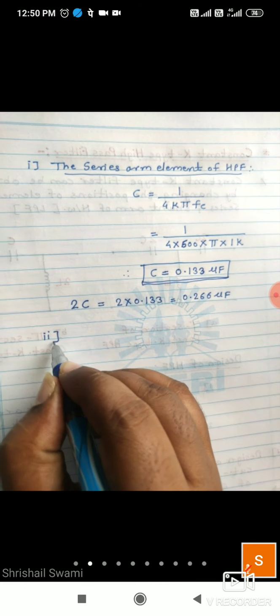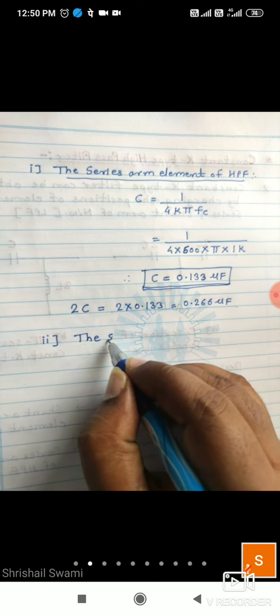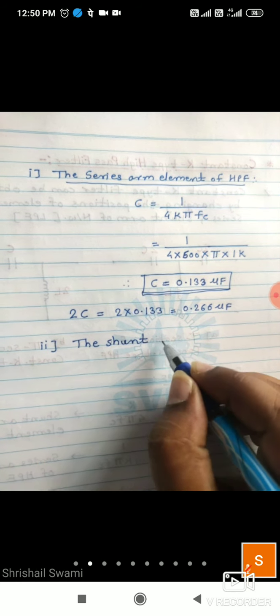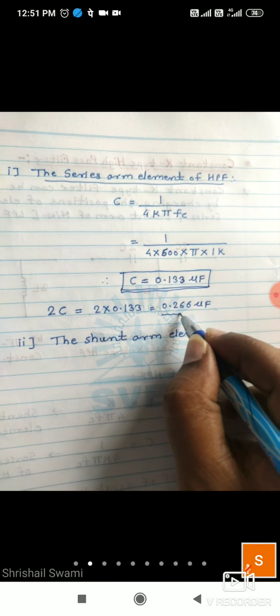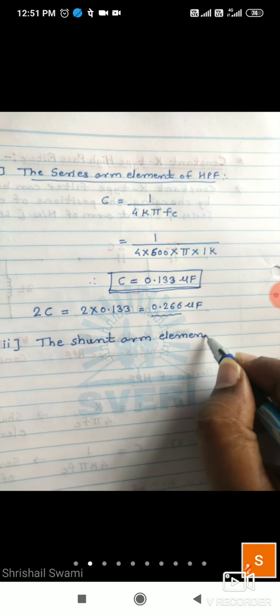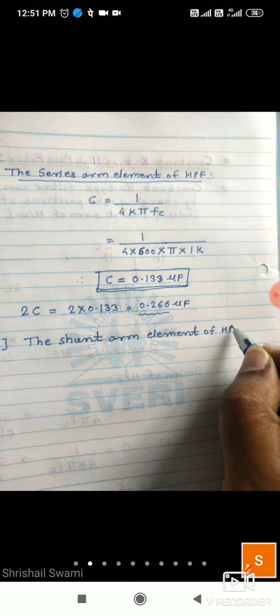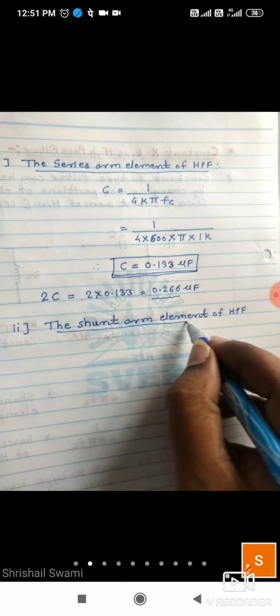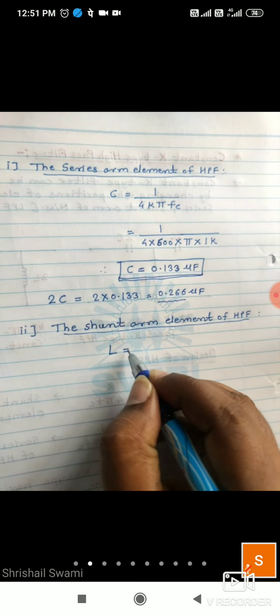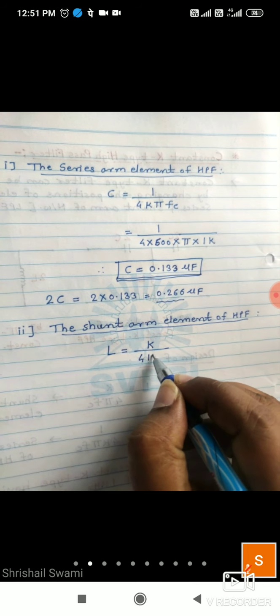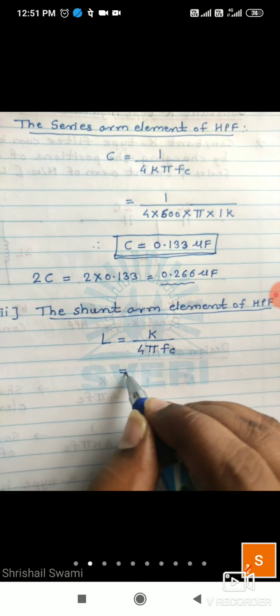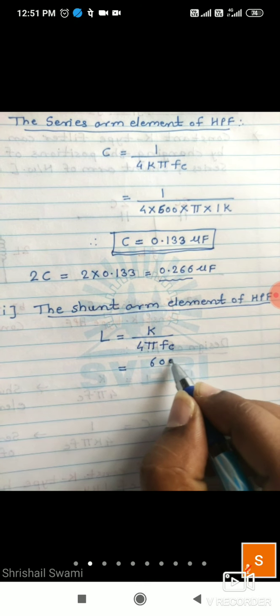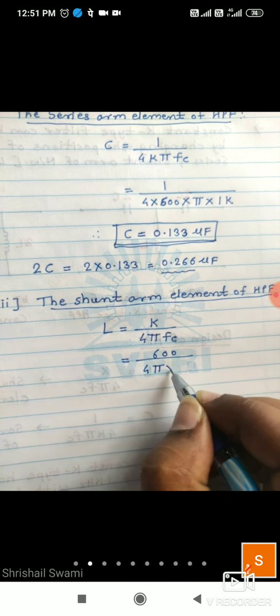Next, find out the shunt arm. The shunt arm element of HPF, we can underline it here. So that will be the L. What is the formula of L? L is equal to K upon 4 pi fc. So put the values and tell the answer. K is equal to 600 divided by 4 pi into 1K.